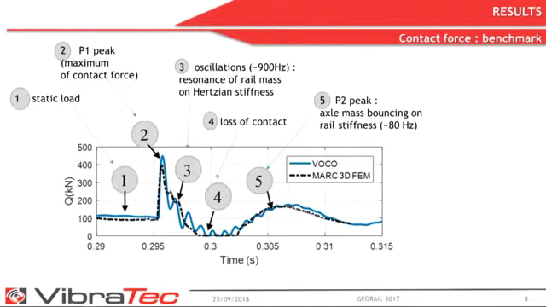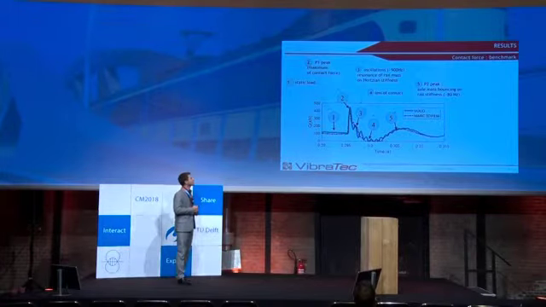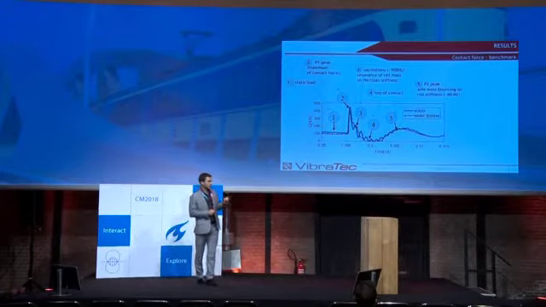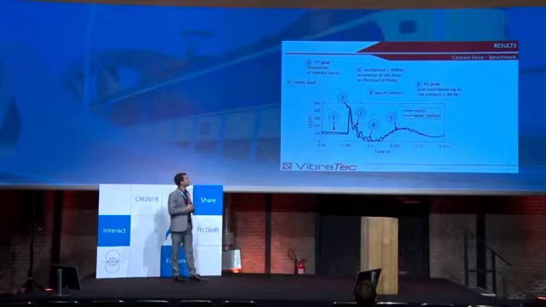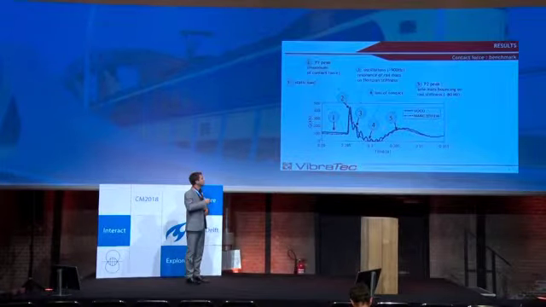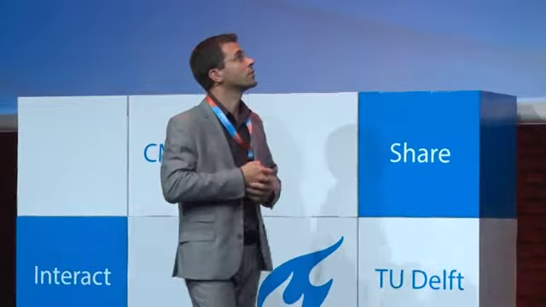And when you enter the joint, the impact on the rail joint will give you what we call the P1 peak, which is related to the contact and the mass of the wheel and rail, which are moving on the spring, on the Hertzian spring, on the contact spring. So this gives you the maximum of the contact force. Then you have oscillations at about 900 Hertz, which is the same oscillation of the first peak, which is still due to the resonance of rail mass and Hertzian stiffness.